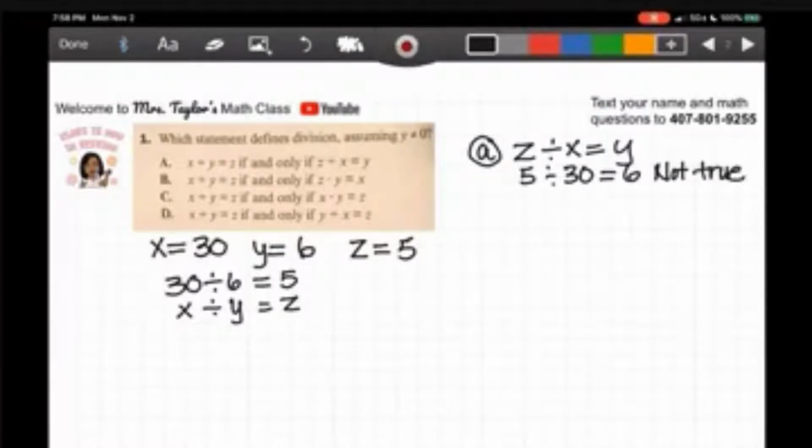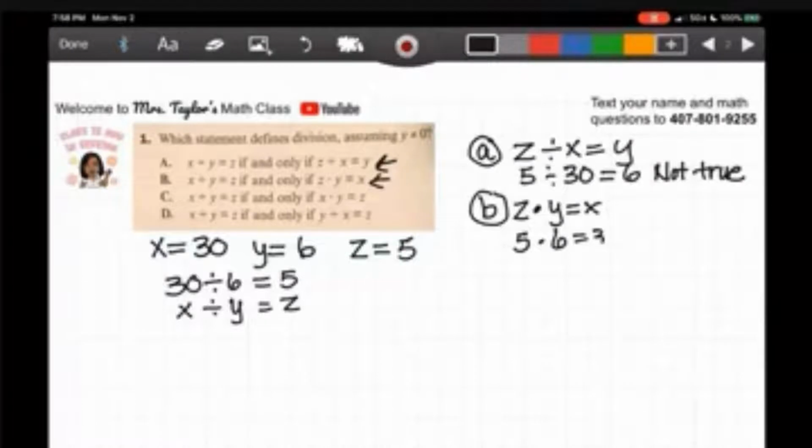This is not true. Now let's go to answer choice B and test out this part here. We already did part A, so let's test out the second one. It says z times y is equal to x. So if we have z, which is 5, and y, which is 6, does that equal x, which is 30? The answer is yes. So this is true. This is a true statement.